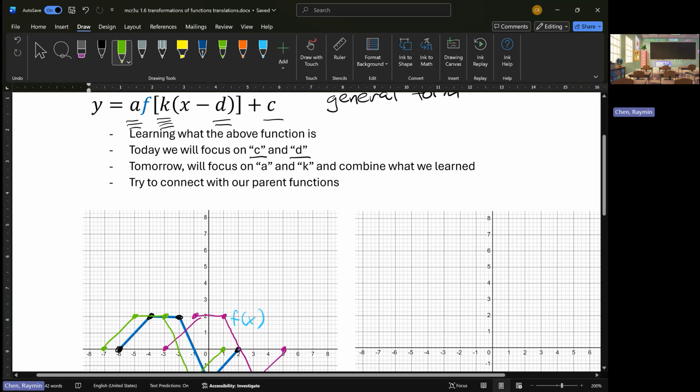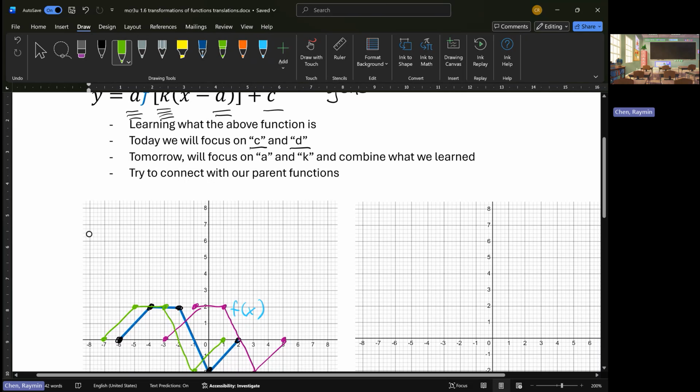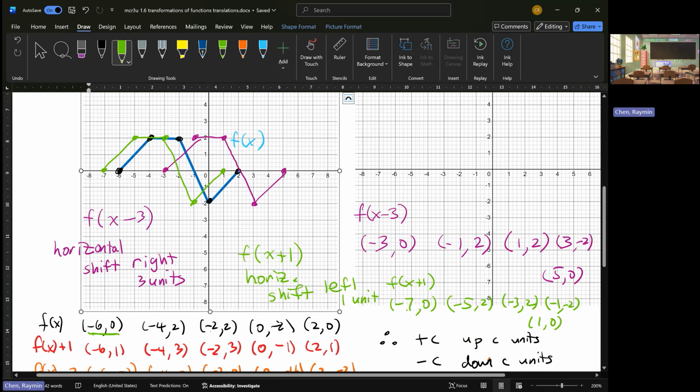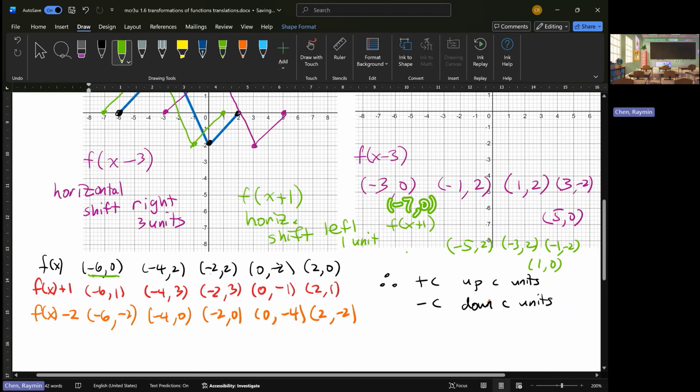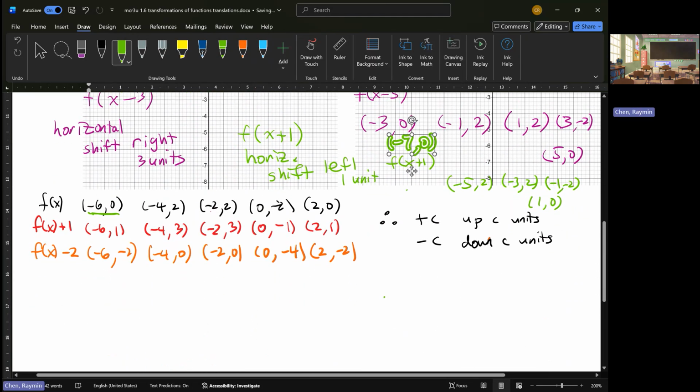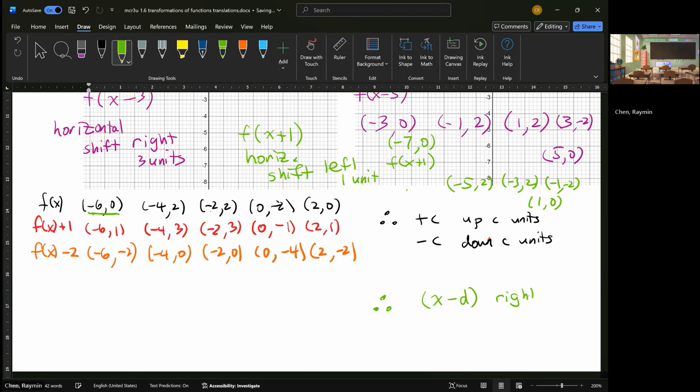So hopefully you understood what I was trying to focus on with the C and D, the translations. Vertical shift means to go up. Horizontal shifts mean to go left and right. So let me give you the summary down below here. I apologize, I'm off screen if you can't see it. I like writing it like this. So when you see x minus d, and this is the d value, it's right d units. And if you see x plus d, it means left d units. That's plus, that's minus.